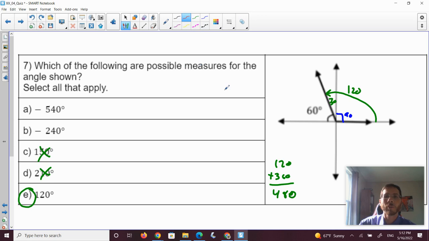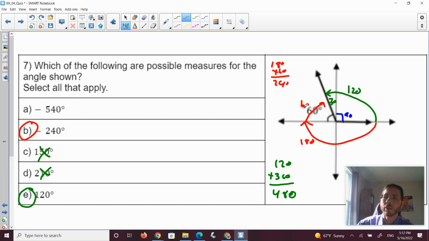All right, well, if I'm going backwards, again, I got to go back this way. So that's 180. And then 60. So 180 plus 60 is 240. So negative 240 does work out.